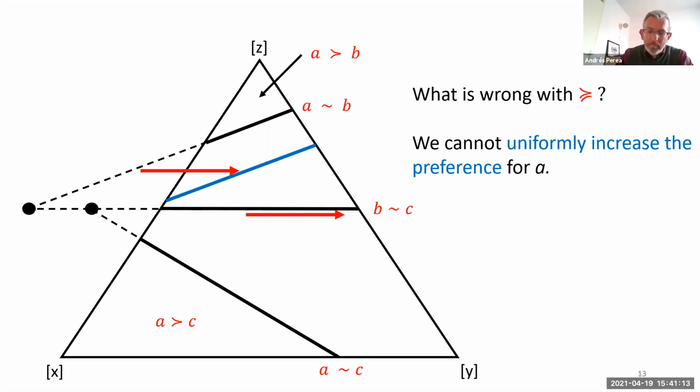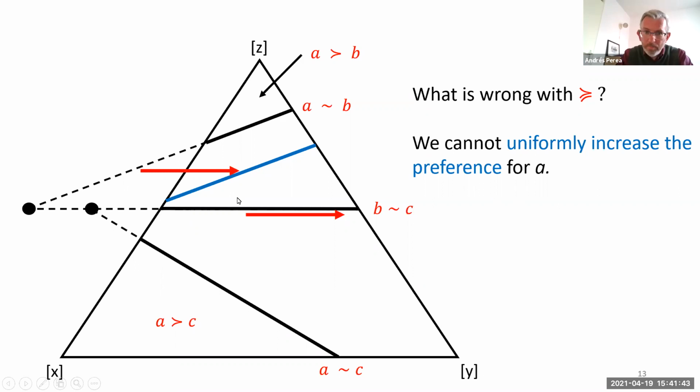Okay, so we have to shift the line where you are indifferent between A and C also towards the right. But now we can say a little bit more. Since the amount by which you increase the preference intensity between A and B should be the same as the amount by which you increase the preference intensity between A and C, we should shift this indifference line here by exactly the same red vector here.